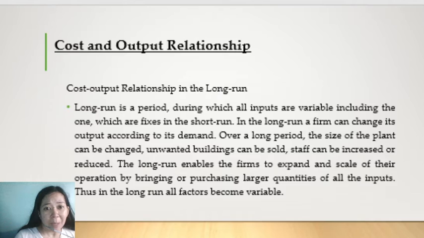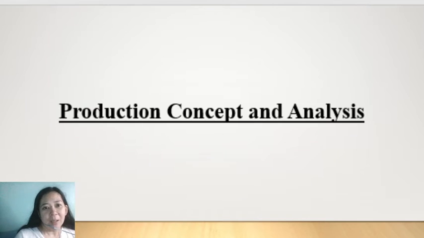Over the long period, the size of the plant can also be changed. Unwanted buildings can be sold. Staff can be increased or reduced. The long run enables firms to expand the scale of their operations by purchasing larger quantities of all the inputs. Thus, in the long run, all factors become variable because the cost will be increased or decreased depending on the situation. Okay? So, production concept and analysis.